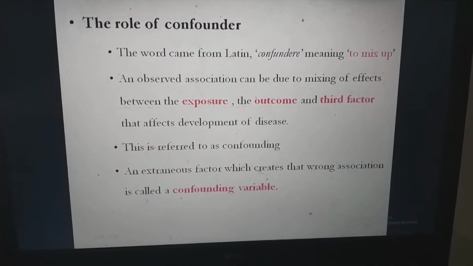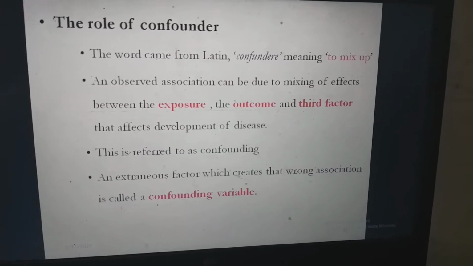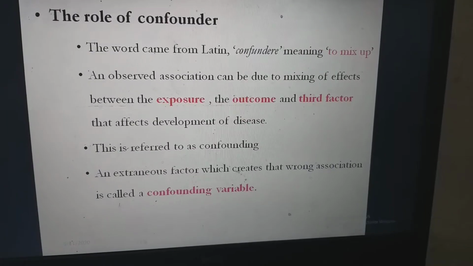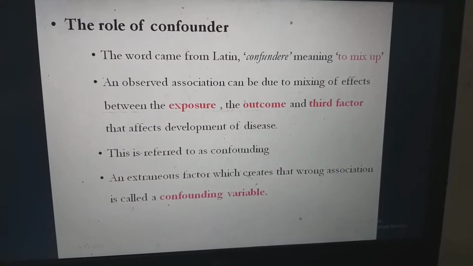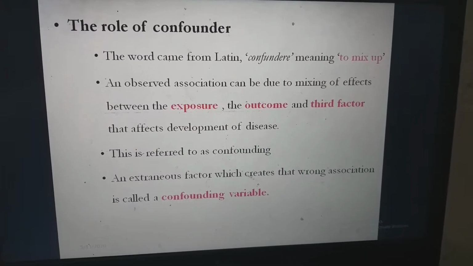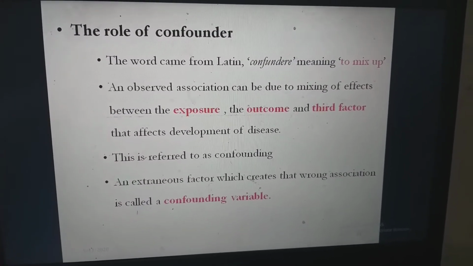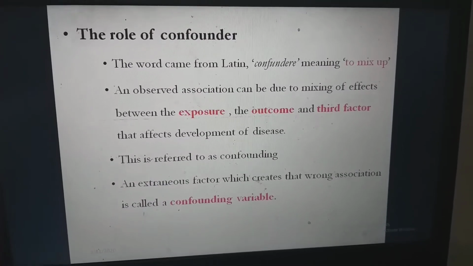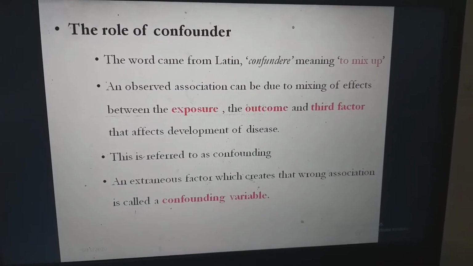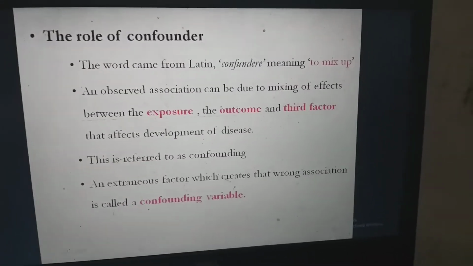Role of confounding or confounder. The word came from Latin confundere, meaning to mix up. An observed association may be due to mixing of effects between the exposure, the outcome, and a third factor that affects the development of disease. This is referred to as confounding. So the external factor which creates that wrong association is called a confounding variable.